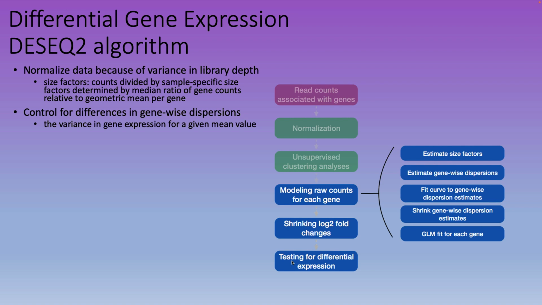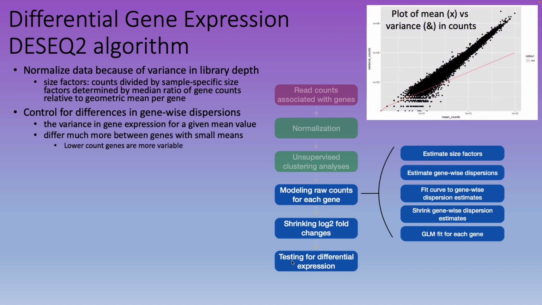After it has normalized your data, it's then going to take those counts and estimate something called a gene-wise dispersion. It's going to estimate these gene-wise dispersions. And what are gene-wise dispersions? Well, they are the variances in gene expression for given values of gene expression.